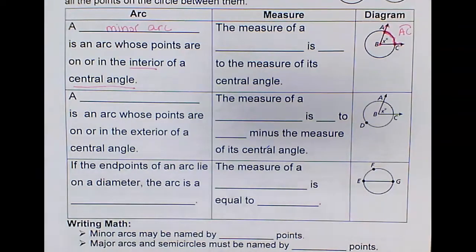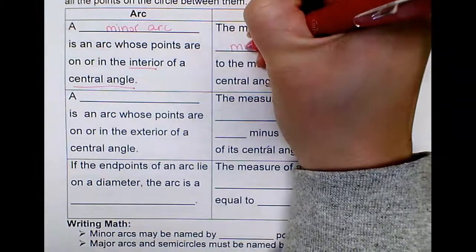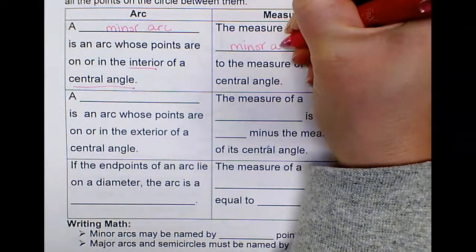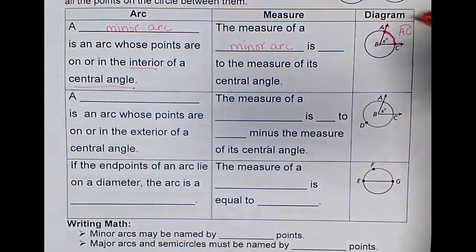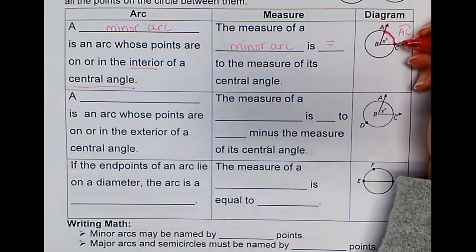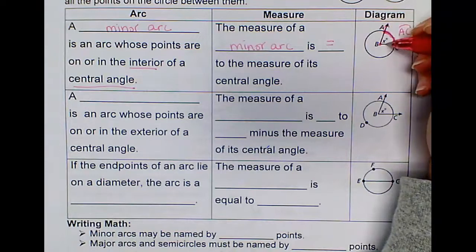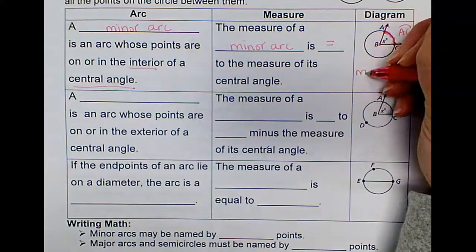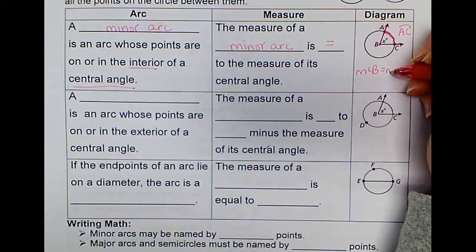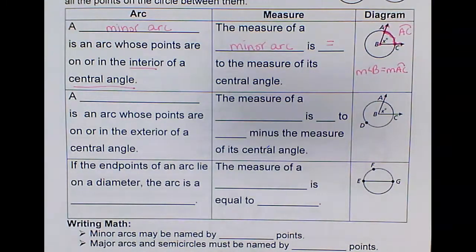That's your minor arc. And one of the things we need to discuss is the measure of a minor arc. The measure of a minor arc is equal to the measure of its central angle. Angles are measured in degrees, therefore arcs are also measured in degrees. So if the measure of this minor arc AC is equal to the measure of its central angle, then I would say the measure of angle B is equal to the measure of arc AC. That is a true statement.